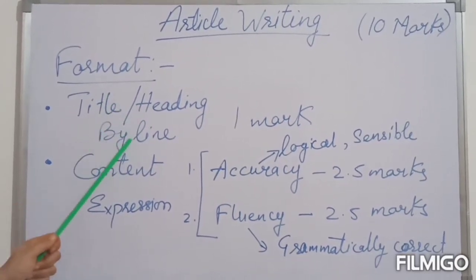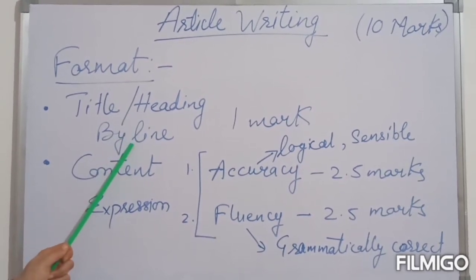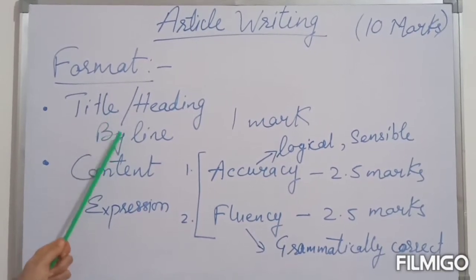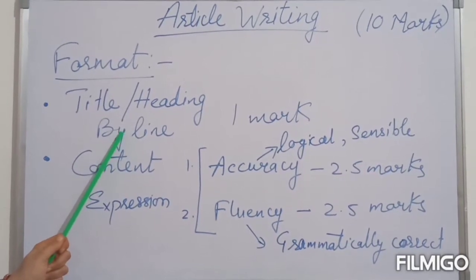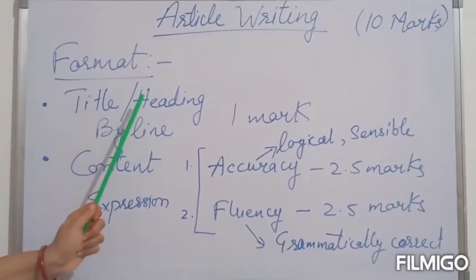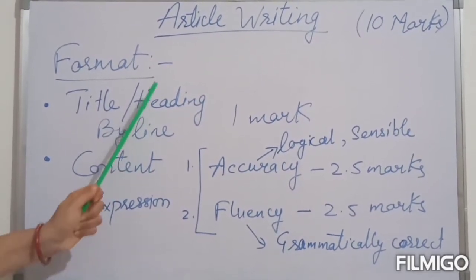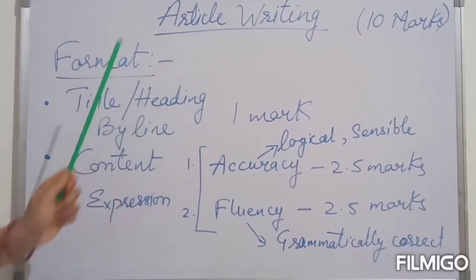This is followed by the byline, which comes in the next line just below the heading or title. The byline contains the name of the writer of the article. So suppose the name of the writer is Neeraj, so you will write down the title and below it, by Neeraj. These two things will give you 1 mark in the exam.